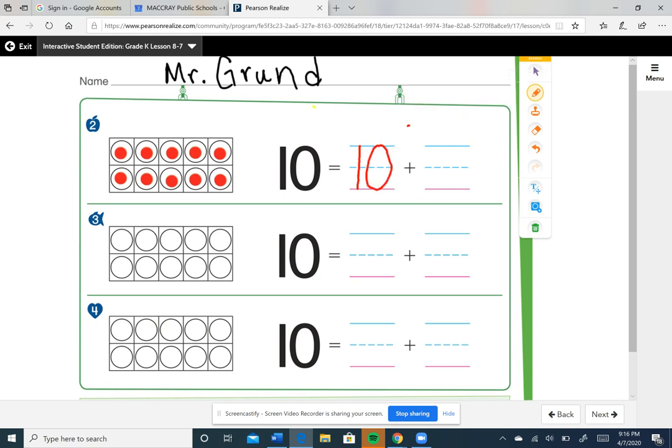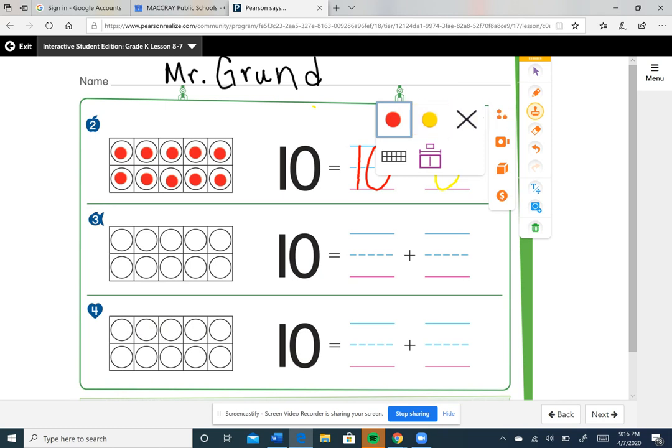How many yellows do I have? 0 or none. So 10 equals 10 plus 0. So Mr. Grund's favorite way to explain this was if he had 10 Tootsie Rolls and someone gave me 0 more, how many do I have? 10 still, right?